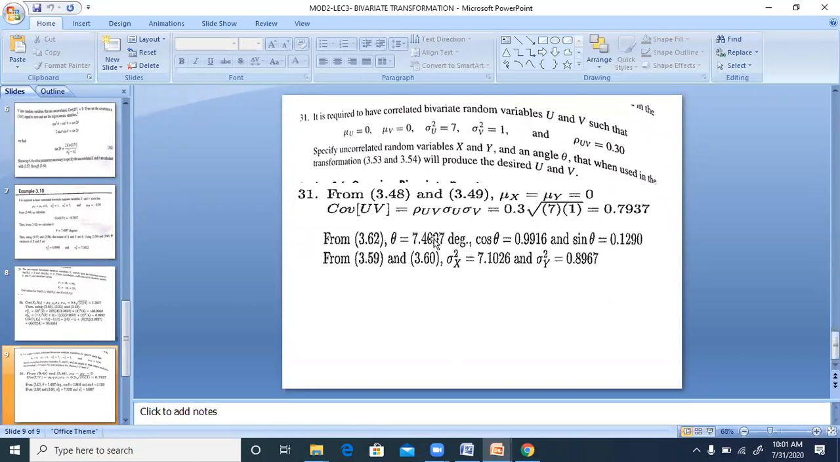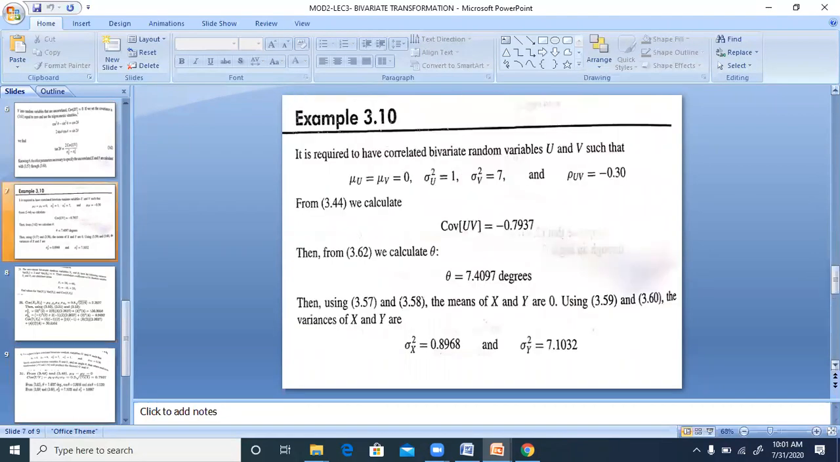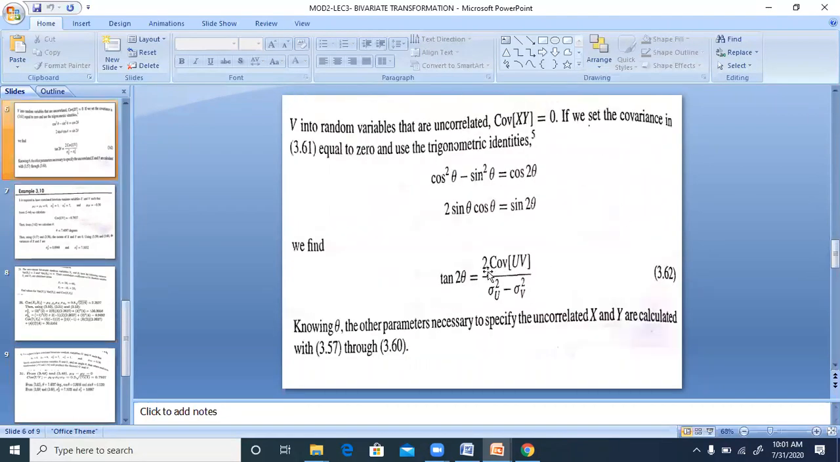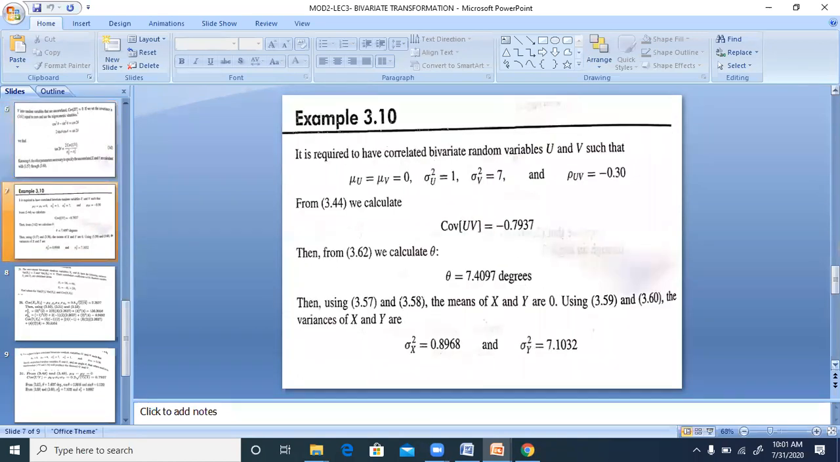The calculation: the tan 2 theta formula is equal to 2 covariance of uv divided by sigma u square minus sigma v square. So 2 into 0.3 divided by 7 minus 1. These are the two quantities which are given. Then you can find 2 theta is equal to tan inverse of this quantity, but set it in degrees so that you'll get it. Or otherwise you set it in radians and write it as radians.